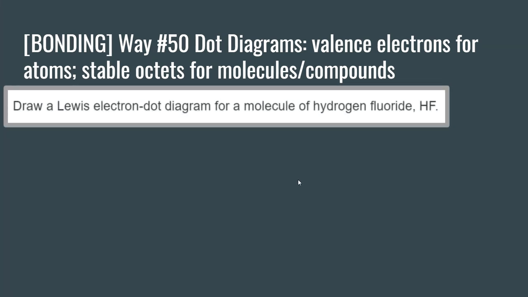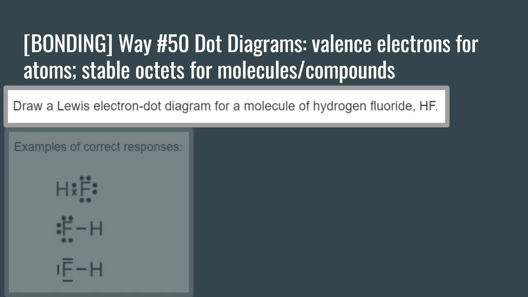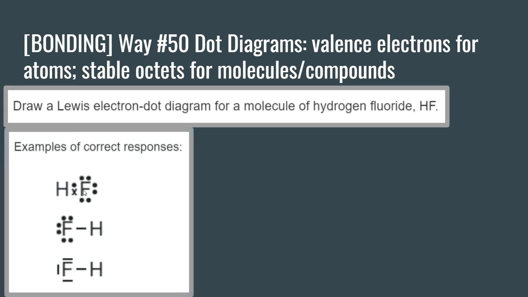Draw a Lewis electron dot diagram for a molecule of hydrogen fluoride. I'll go over this example first before going over the others. If you look at the last digit of fluorine and hydrogen, fluorine has 7 valence electrons and hydrogen has 1. The only way to draw it such that both our atoms are happy is to draw a covalent compound where those electrons are being shared between hydrogen and fluorine.